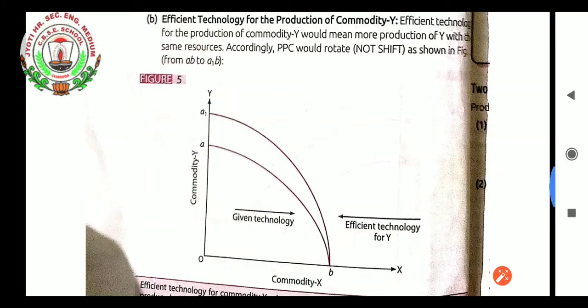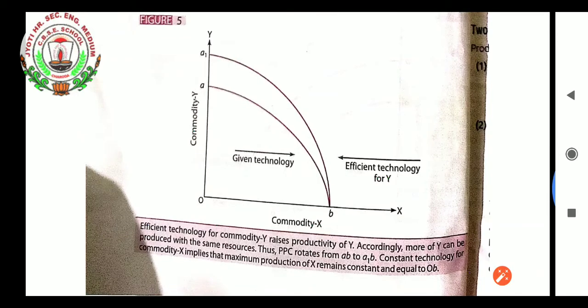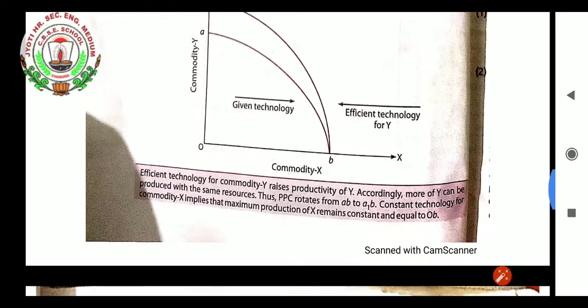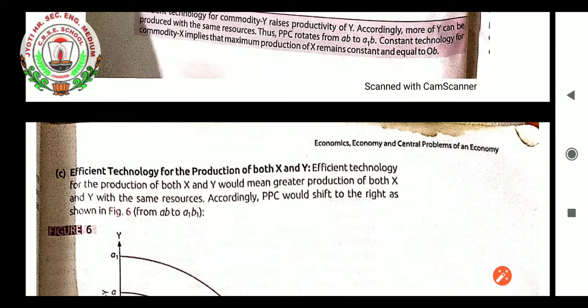In the last video, we were learning about the change in technology. In that same topic, I will continue. If technology changes for only one product, definitely the production of that one commodity only will increase, not the second commodity. But if efficient technology is introduced for the production of both X and Y, definitely the production of both will increase, and now the curve will shift.